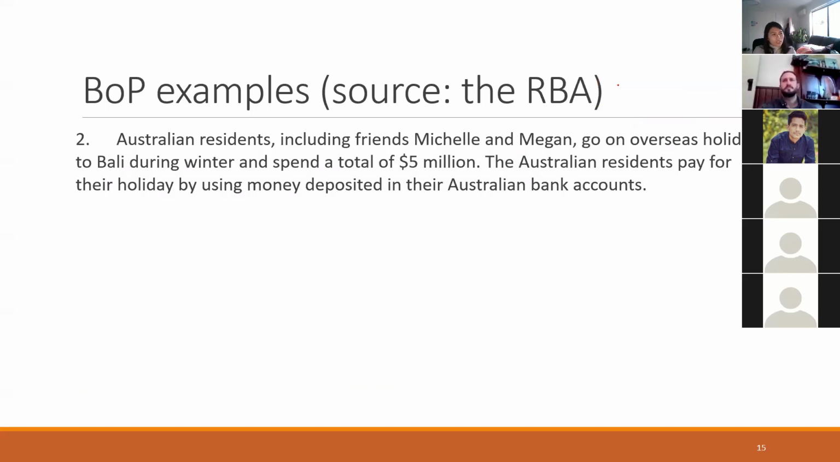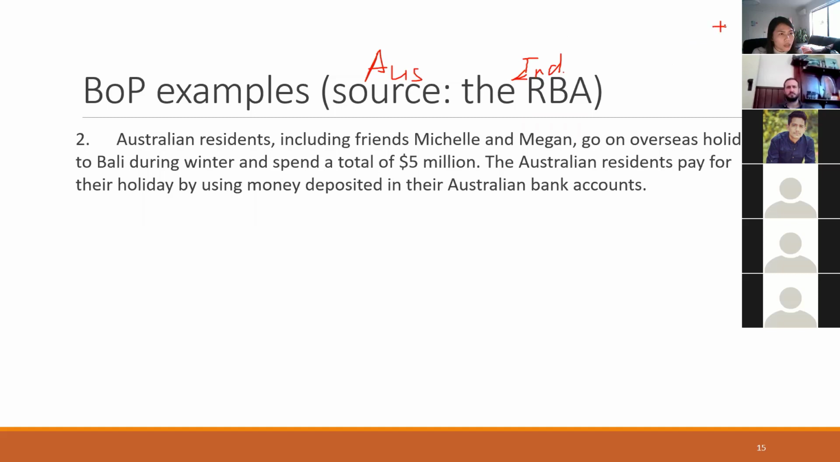So this is another example, also from the RBA. In this example, we have two Australian residents going overseas, and as tourists, they spend some money overseas. Let's assume that they spend $5 million in total on their overseas trip. The question here is, how do we record this expense in our balance of payments? Here we have an Australian citizen going overseas, to Indonesia, and they spend money there.